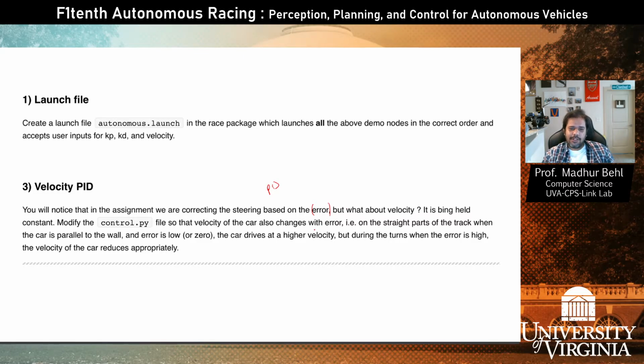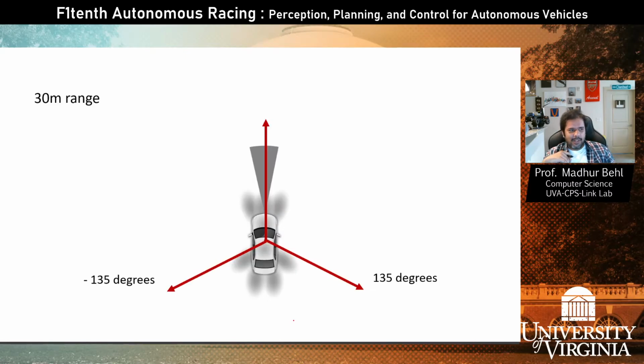What we want you to also attempt to do is, can you write a control logic such that the velocity also changes with error? Meaning that when you are on a straight part of the track and the error is small, you can go faster. But when you have to make a U-turn or some sharp turn, the velocity decreases proportionally to the turn that you are doing, or the error, the value of some function of the error term. Right, so the concept that I explained about steering also applies to velocity, and we encourage you to also do velocity PID.